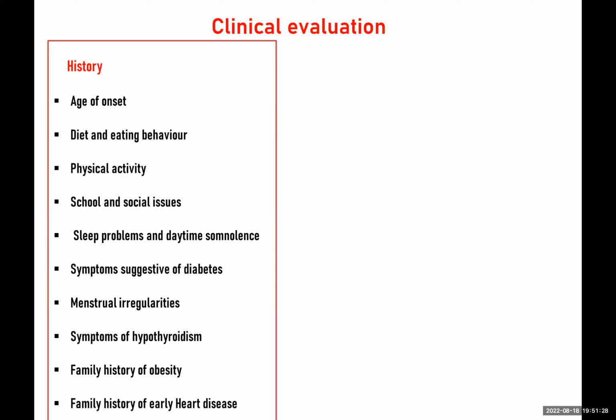In the history, you have to ask about the age of onset, when the obesity started. Why? Because children who develop obesity before 5 years of age, or as early as 2 years old, this can give you a clue to a specific diagnosis; especially you have to keep in mind syndromic obesity and genetic obesity. Diet and eating behavior, as I mentioned, physical activity, school and social issues, because children who have obesity often have issues at school. Sleep problems and daytime somnolence: again, this gives you a clue to complications of obesity, obstructive sleep apnea. Symptoms suggestive of diabetes, any menstrual irregularity, especially in adolescent girls, symptoms of hypothyroidism, family history of obesity, as I mentioned, and family history of early heart disease.